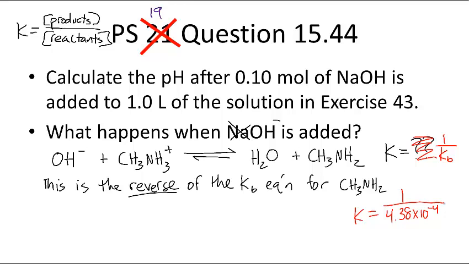All right. How would you characterize that? It's big. When we have a really big K, what does that tell me? This reaction goes to completion. A very big K tells me the reaction goes to completion.